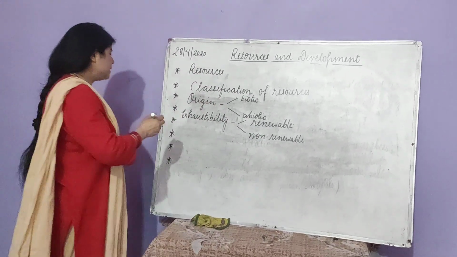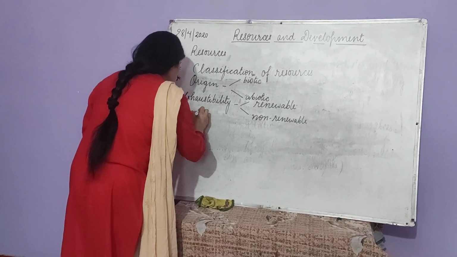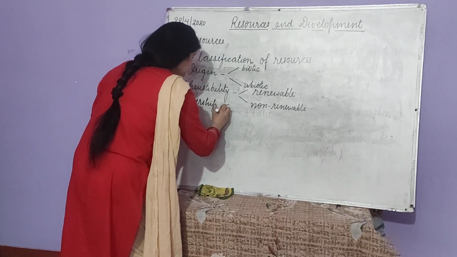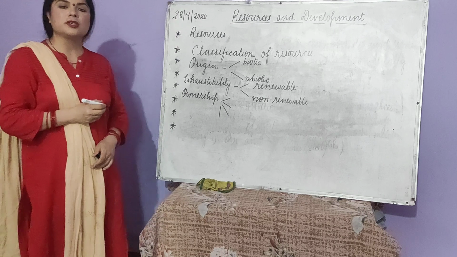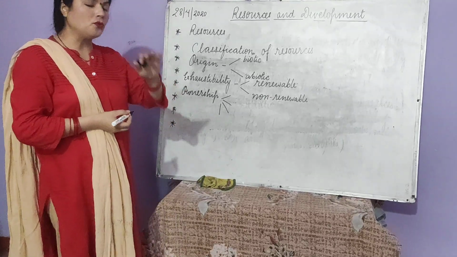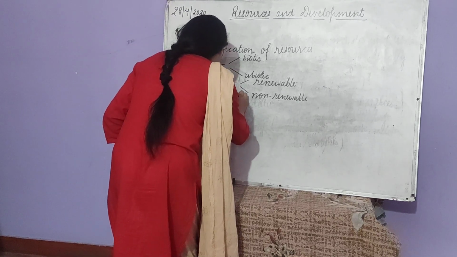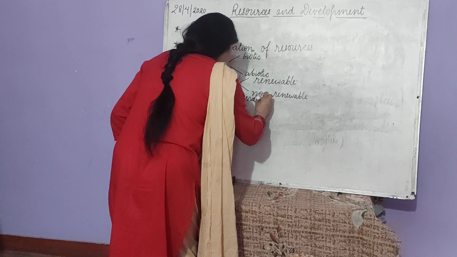Now, third is on the basis of ownership. On the basis of ownership, we can classify our resources into four ways. First, individual resources.